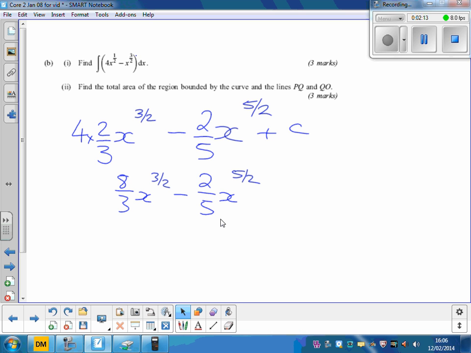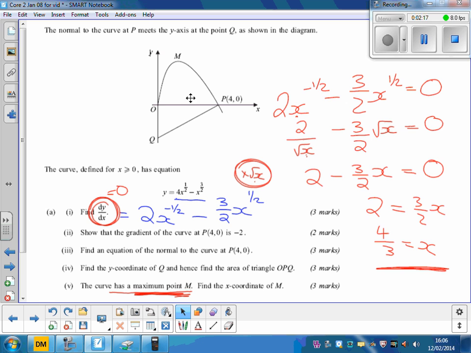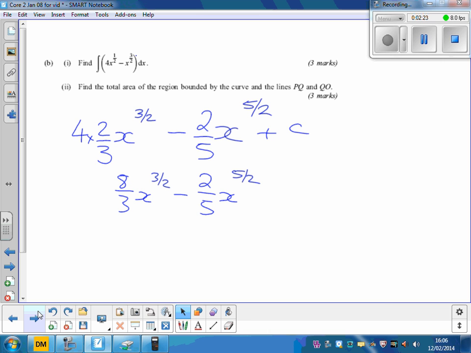Now it says find out the total area. So if we just go back to the picture before, we're talking about this curve here. So we're going from 0 to 4. We need to do this integral between 0 and 4. Put your big square brackets around it, and between 0 and 4.